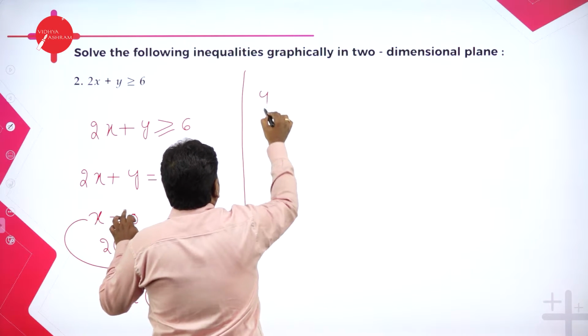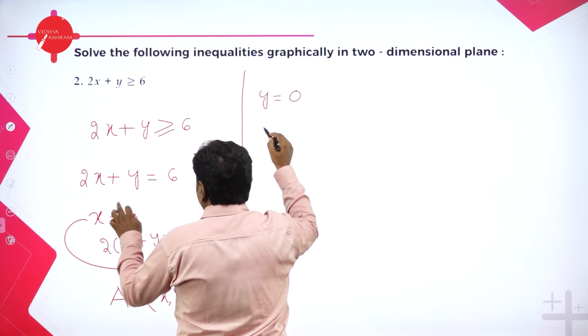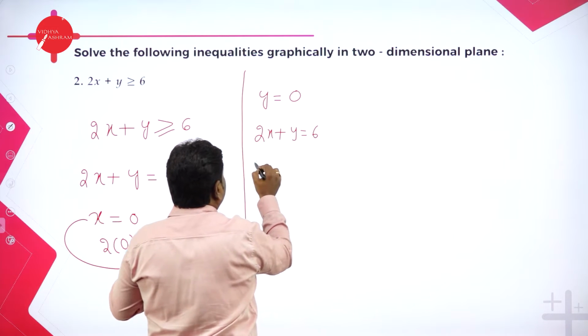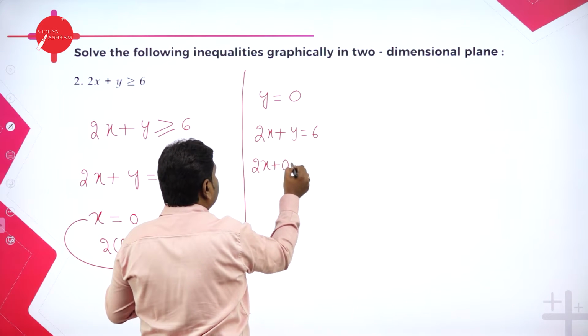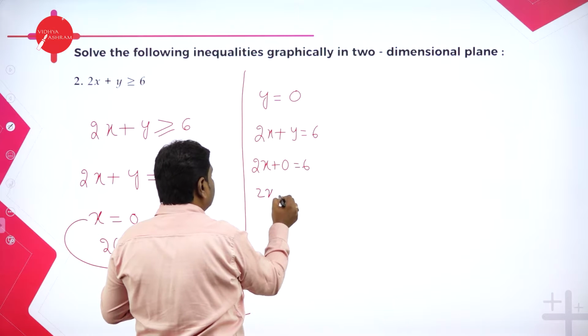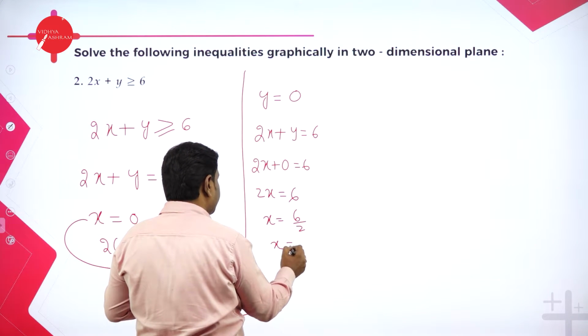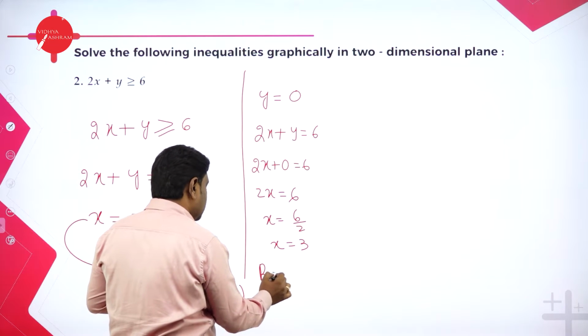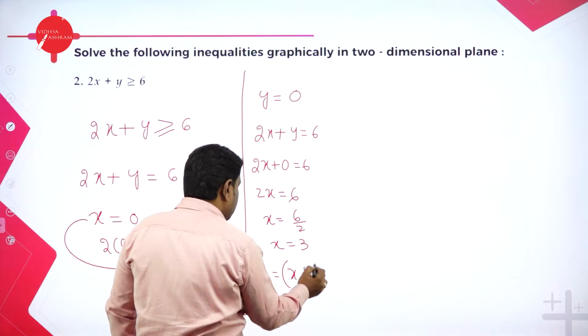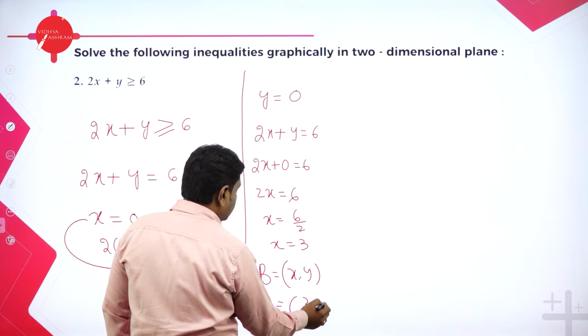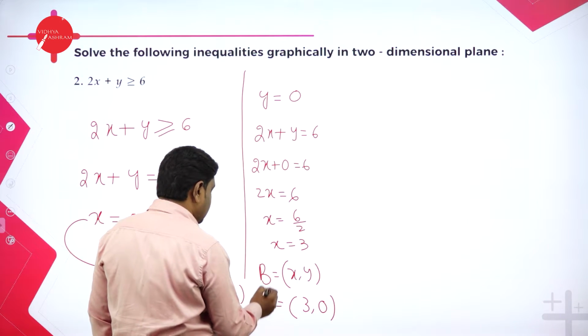Now similarly find the other point. Put y equal to 0. In 2x plus y equal to 6, if you put y as 0, 2x plus 0 is equal to 6, or 2x is equal to 6, so x is 6 by 2, x is 3. And you got another point. Call it B, x comma y. The x value is 3 and the y value is 0. This is the point on the x-axis.